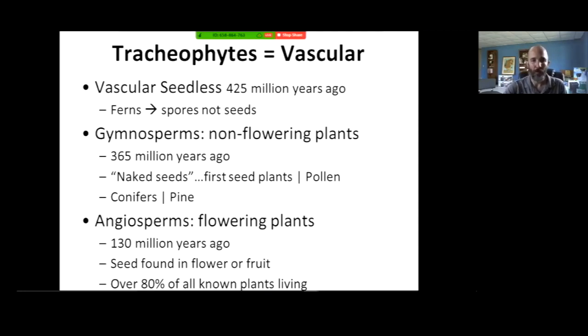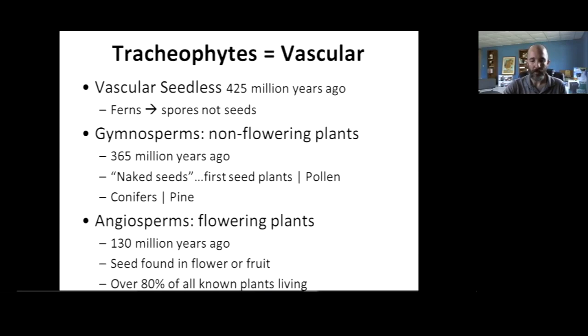And then you have a movement into what's called angiosperms, which are the plants we're most familiar with. They're about 80% of the known plants living today, so they've come to dominate the landscape. And they have seeds, flowers, and fruit that protects the seed and entices different animals to come eat and distribute. This is about 130 million years ago.